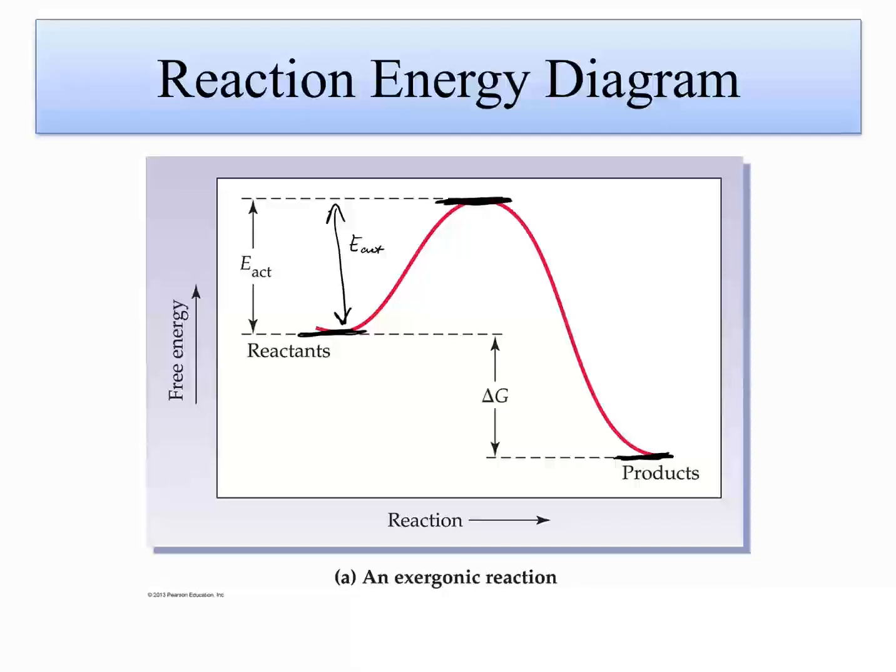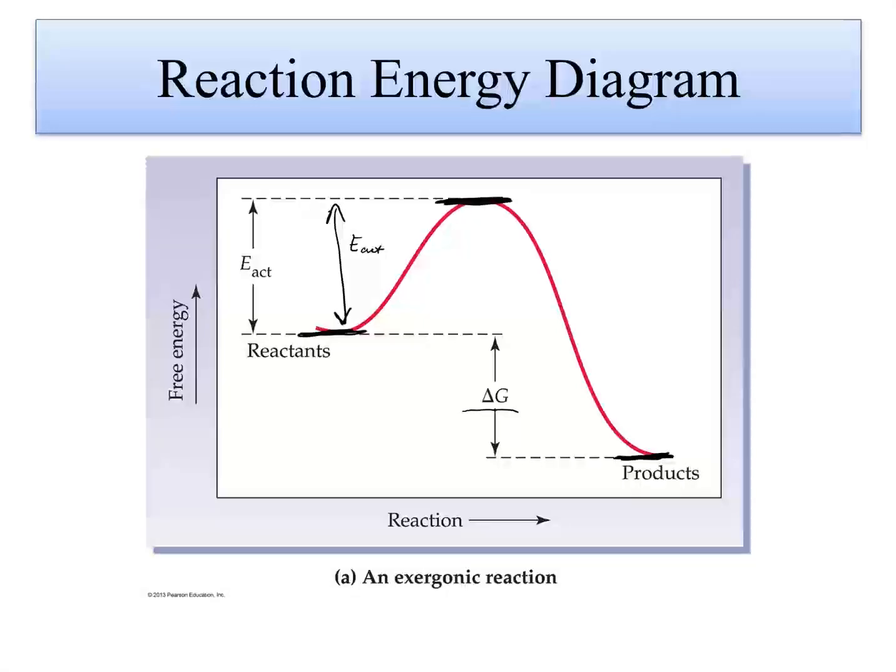And my reactants need to have enough energy to be able to surmount this energy barrier. Note that activation energy is not related to the Gibbs free energy. It's not related to the delta G. So the reaction can be spontaneous, but it can be extremely slow because these are two unrelated terms.